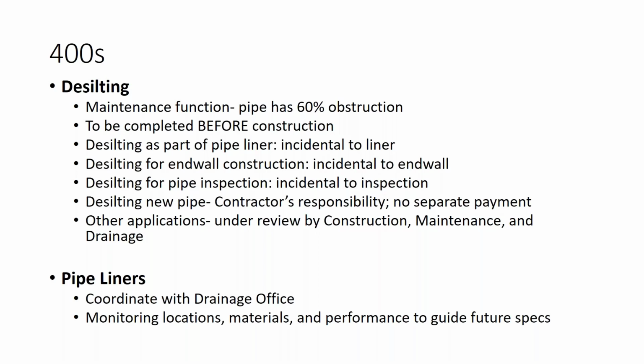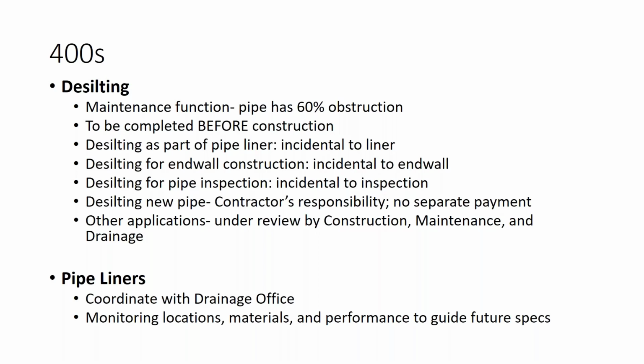So we want it performed as a maintenance function and the appropriate needs identified so the appropriate work can be completed during construction. When we're actually doing the pipe liner or end wall construction, then the desilting should be minimal at that time and included in the cost of the other work that's being completed.